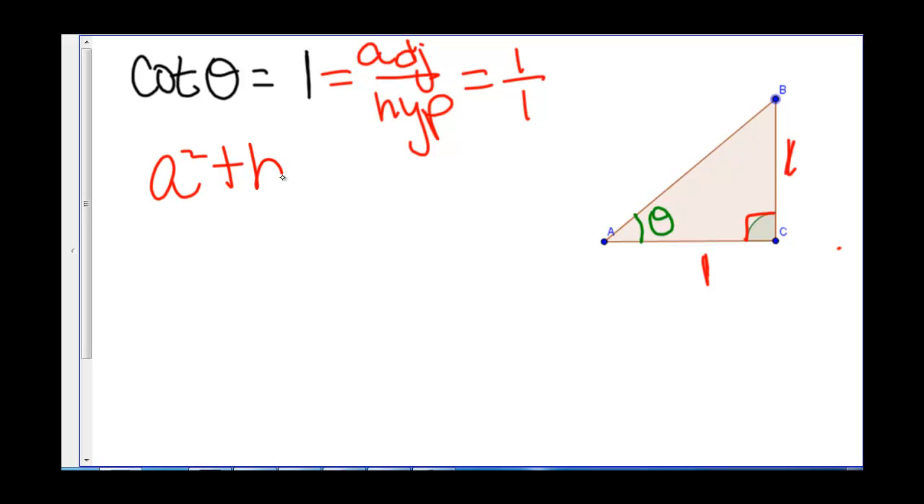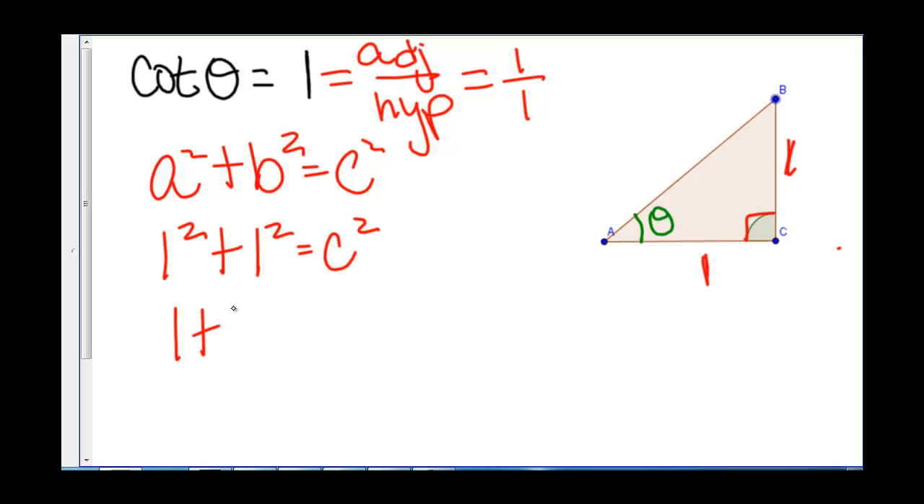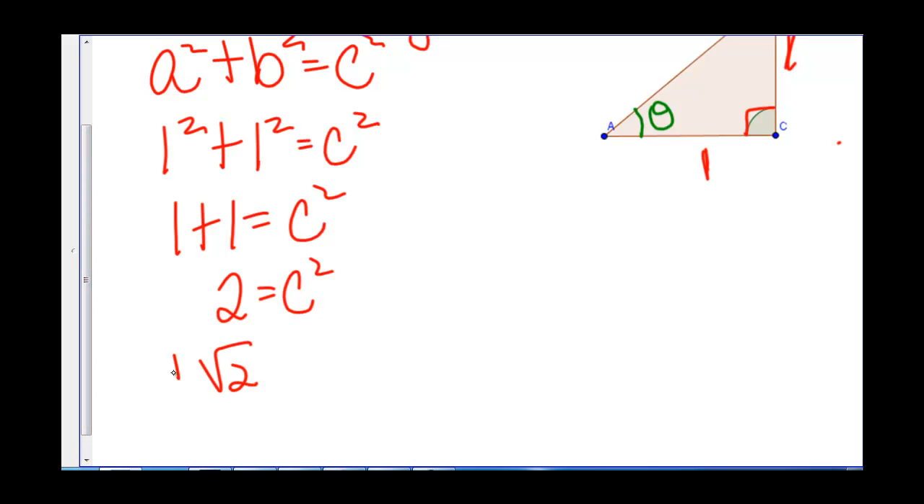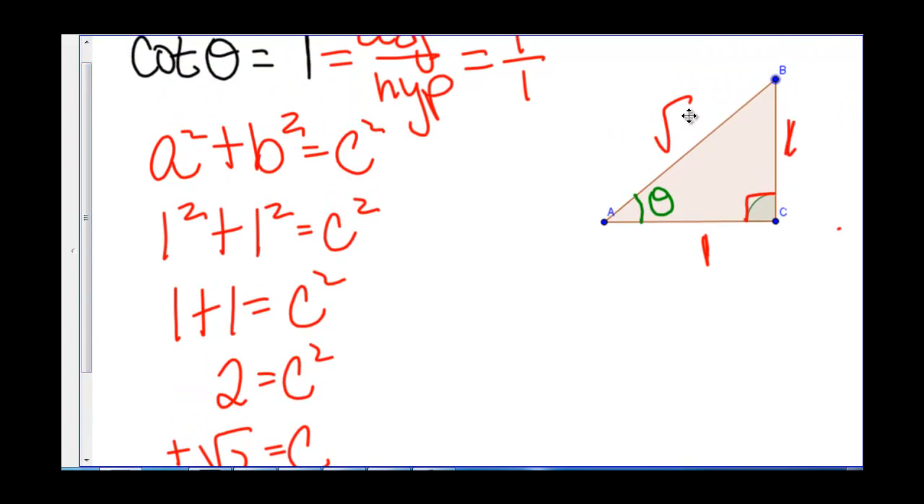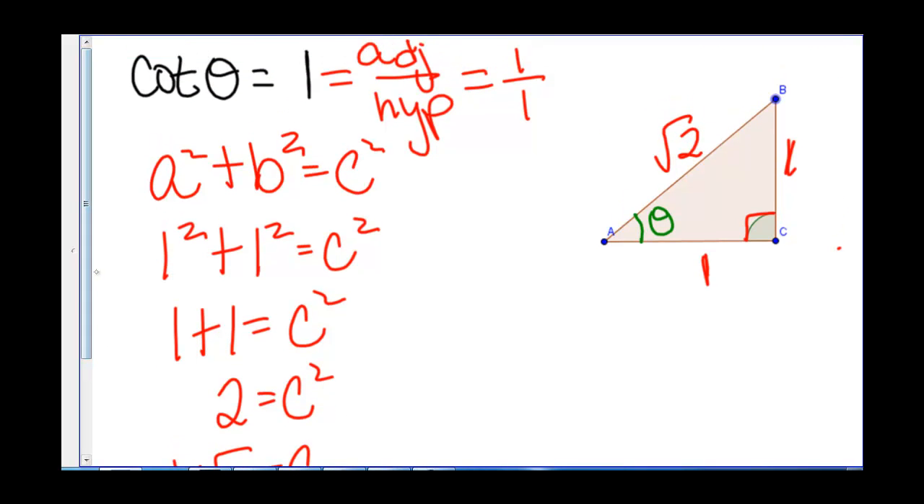a squared plus b squared equals c squared. So 1 squared plus 1 squared equals c squared. 1 plus 1 equals c squared. So 2 equals c squared. So square root of 2, plus or minus, equals c, but we don't have negative length, so square root of 2 equals c. So now we're ready to find the rest of our functions. We already have cotangent, so let's find tangent.